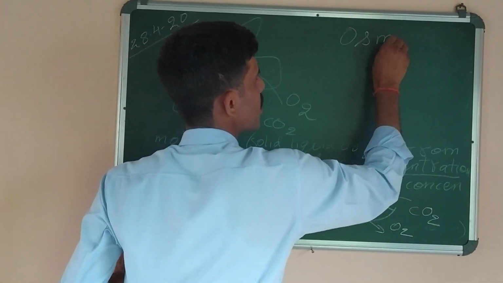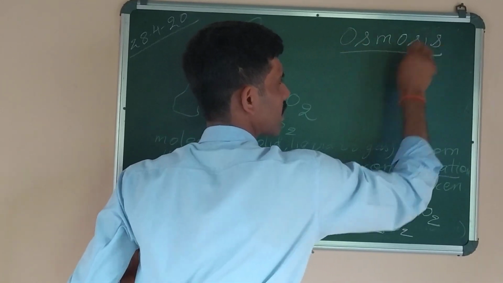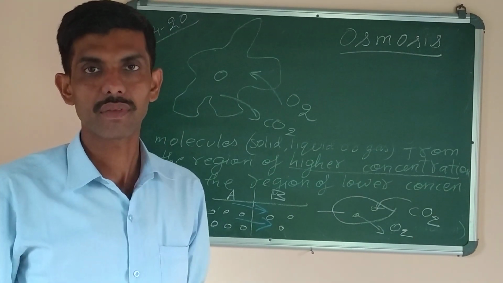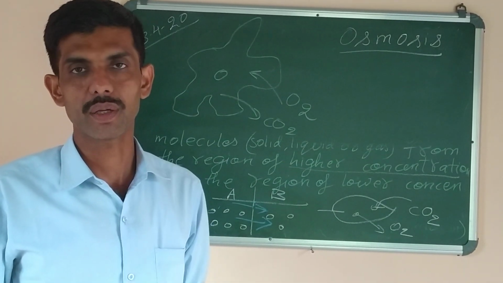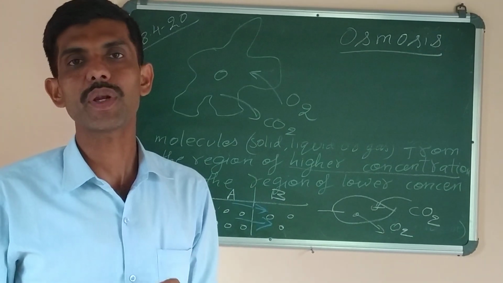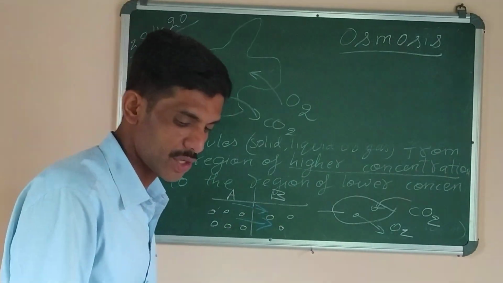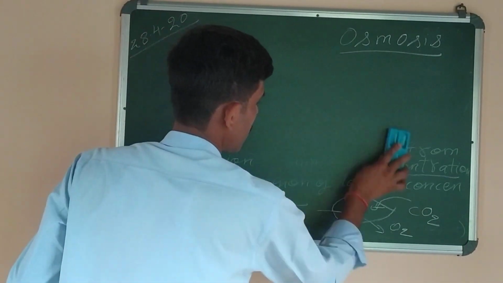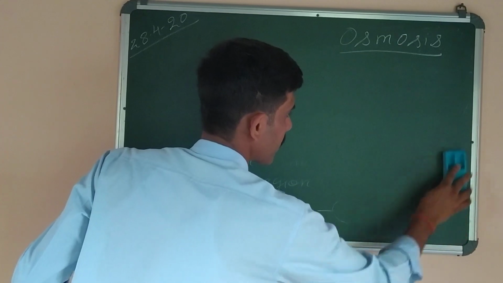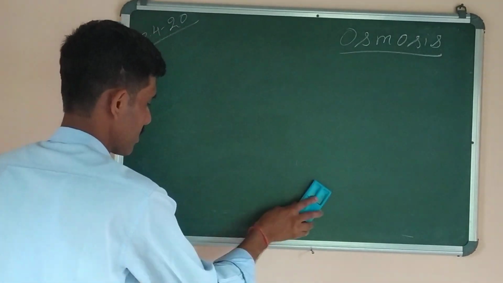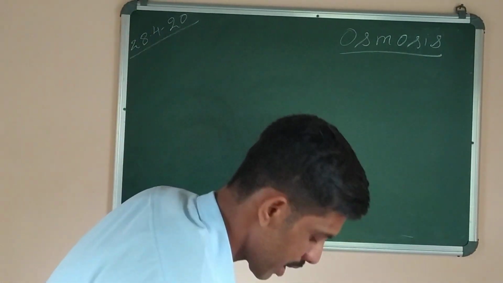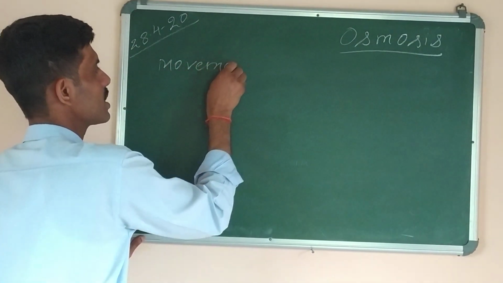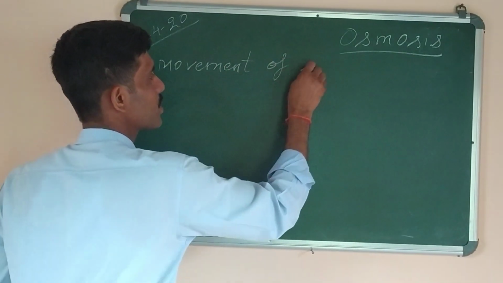Have you heard about this word osmosis? We need to write the definition also. Osmosis is the movement of solvent molecules. Solvent means liquid molecules. So I will write the definition. First I will clear so that you can see, as well as you can write the definition if required. So what is osmosis? Osmosis is the movement of solvent molecules.